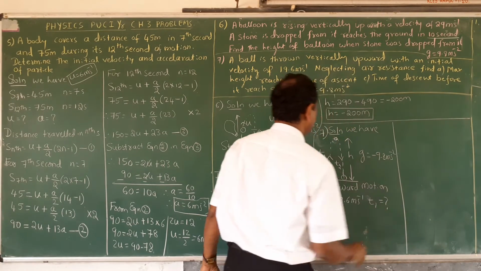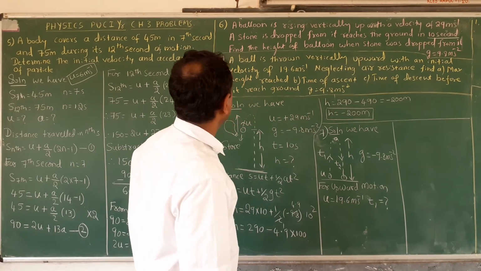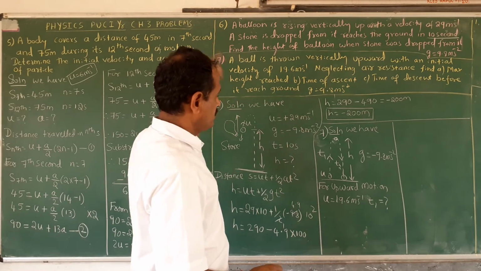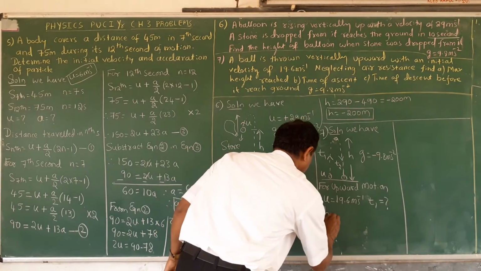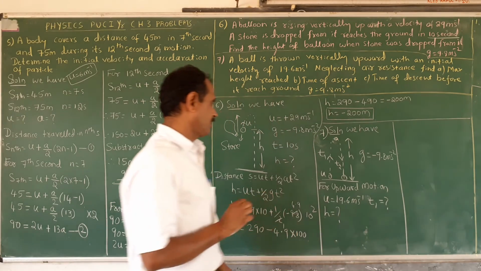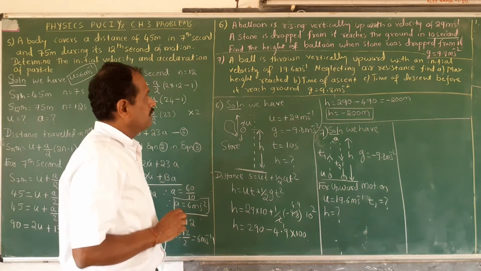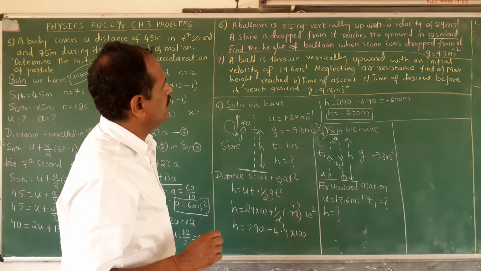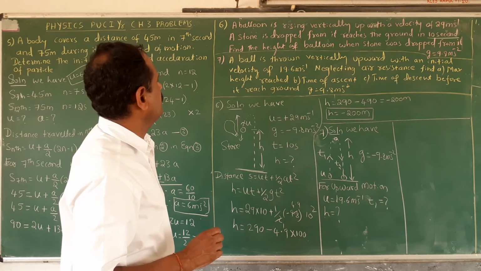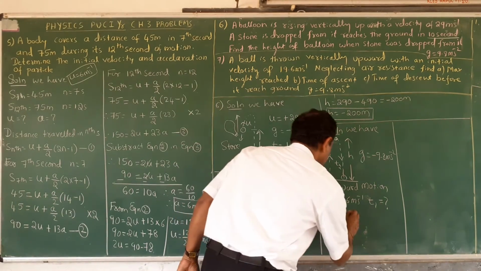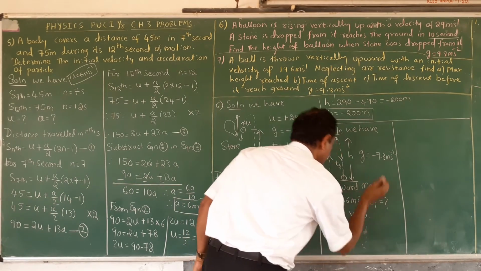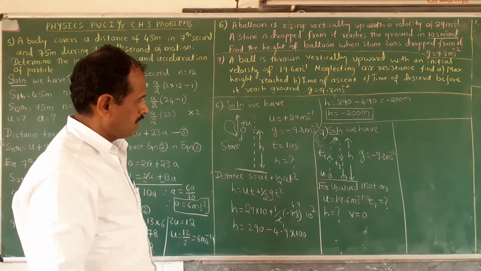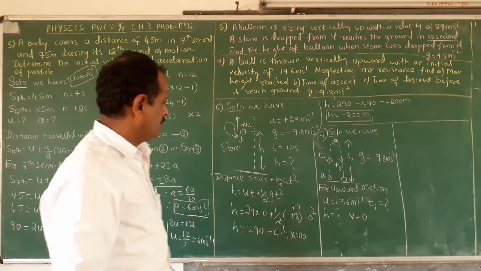t1 is the time for ascent, and the maximum height you have to reach. What is the maximum height? Height you have to calculate. g is given. The ball is thrown vertically upward with the initial velocity. Okay. Now final velocity is 0. Now g you have to take here.